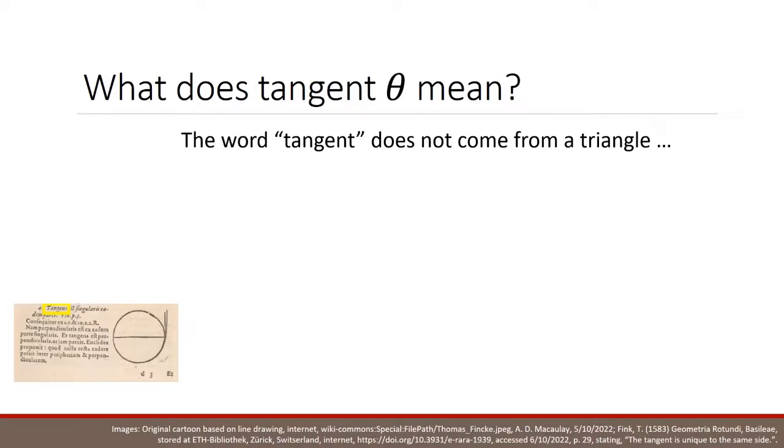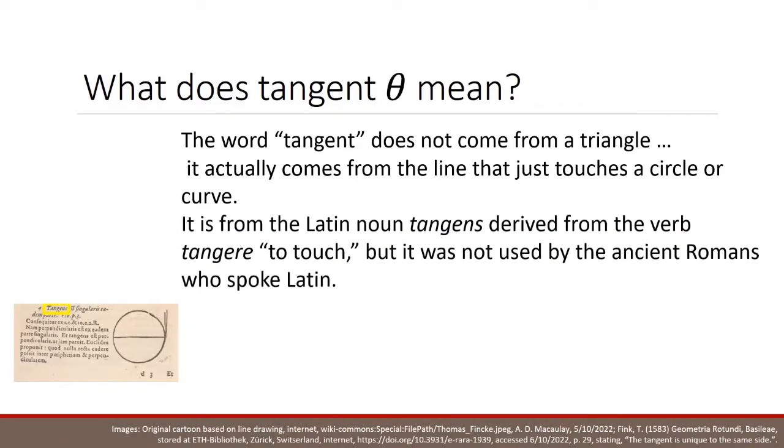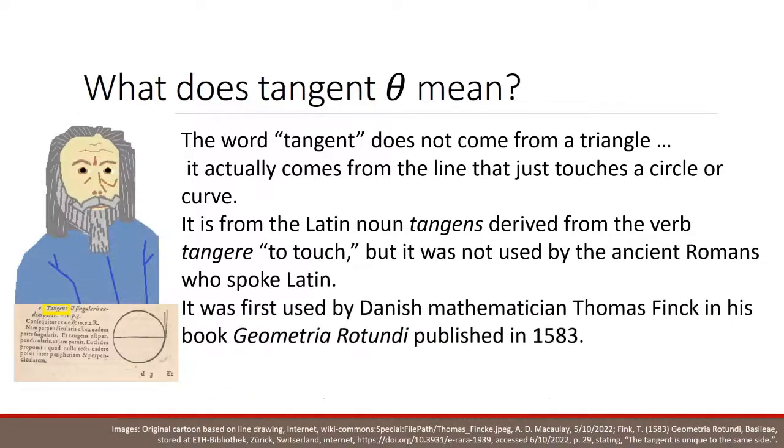Now, the word for tangent doesn't come from a triangle. It actually comes from the line that just touches a circle or a curve, as you can see in this old script from a book. It's from the Latin noun tangens, derived from the verb tangere, to touch. But it was not used by the ancient Romans who spoke Latin. No, it was first used by Danish mathematician Thomas Finck in his book Geometria Rotundi, published in 1583. And here's an extract from that book.